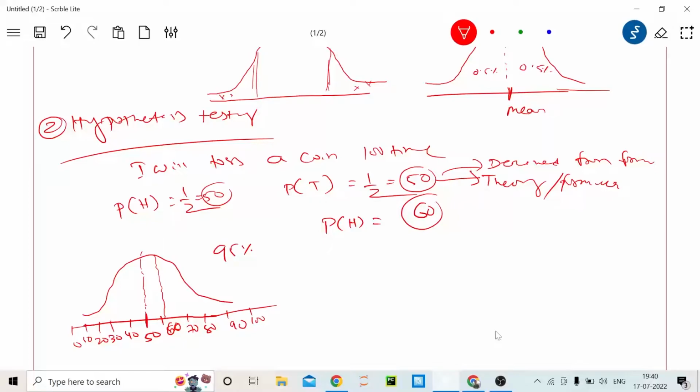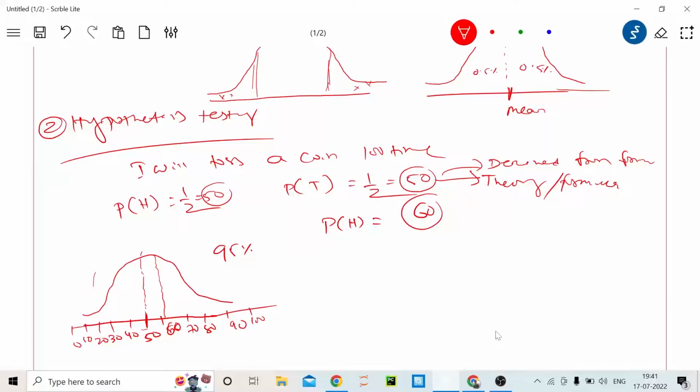One more thing is what is confidence interval. I will tell you what is confidence interval. That means if our value falls in 95% of this area, then we are going to accept that our coin is here. Let me give you the clear picture.